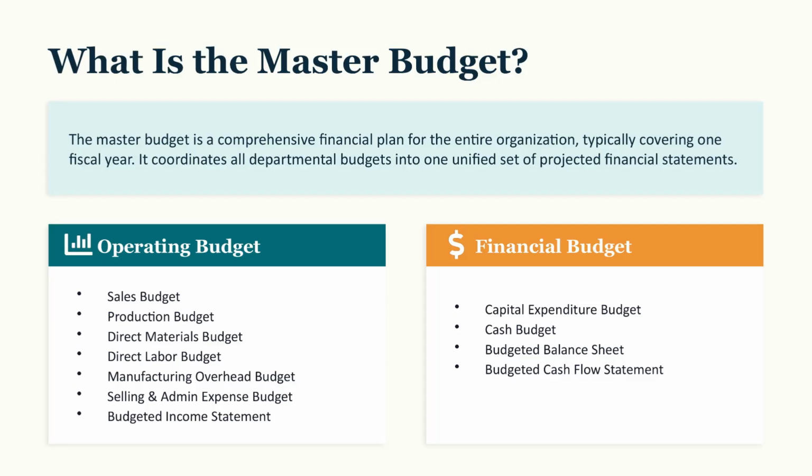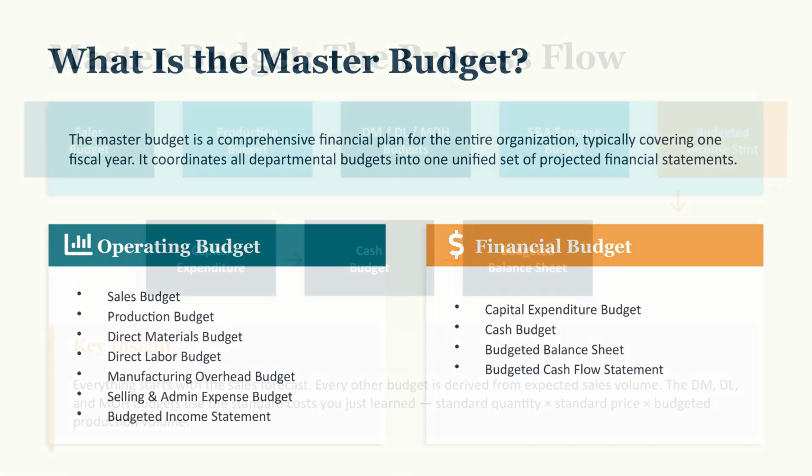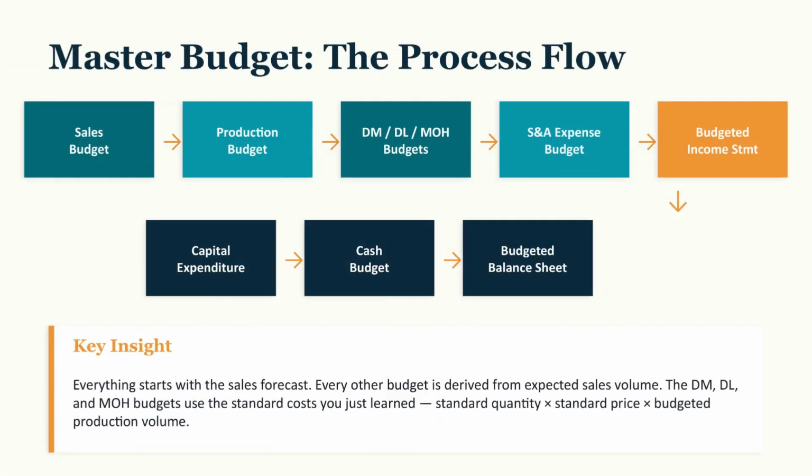This difference represents accounts receivable. Each component cascades, beginning with the sales forecast. Let's walk through the cascade from left to right, beginning with the sales forecast that drives the entire master budget. The sales forecast feeds into the production budget, determining required production through expected sales and desired ending inventory.